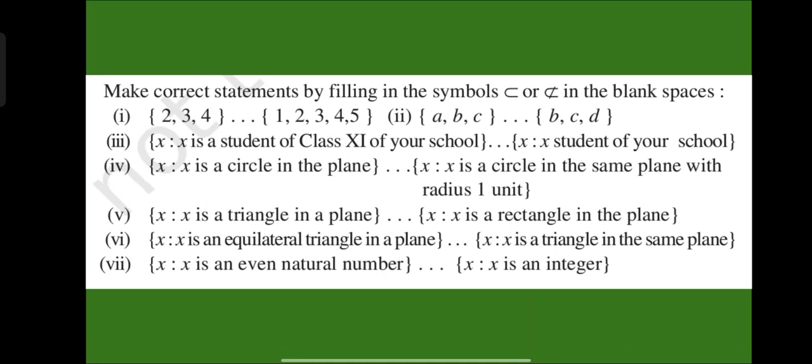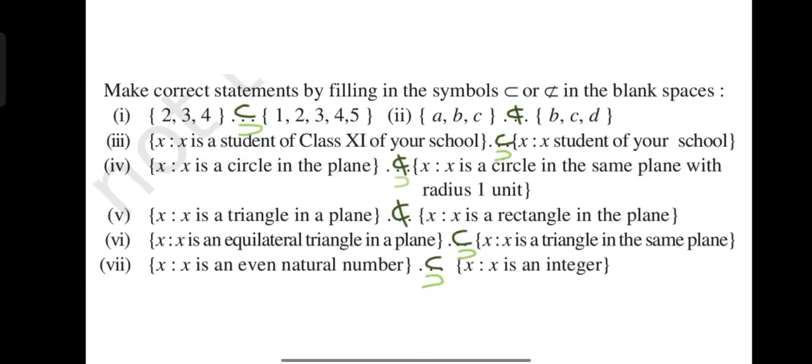Also here, student of your school is a superset of student of class +1. These are the answers of that. Superset is represented in light green. The reverse symbol of subset, that is superset. And what is the next one?